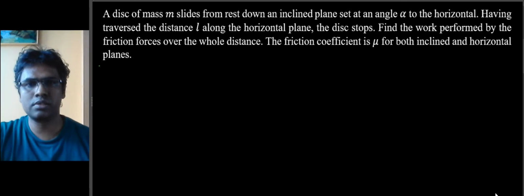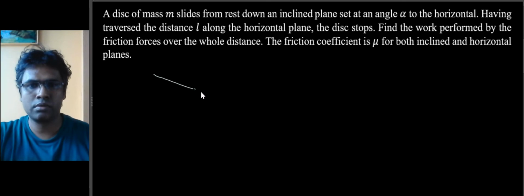A disk of mass m slides from rest on an inclined plane. The angle of inclination is given as alpha. The problem says it travels a distance L before it stops. We're asked to find the work done by the friction forces. So let's take a look at the picture.